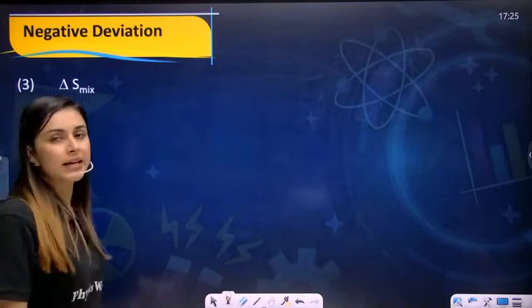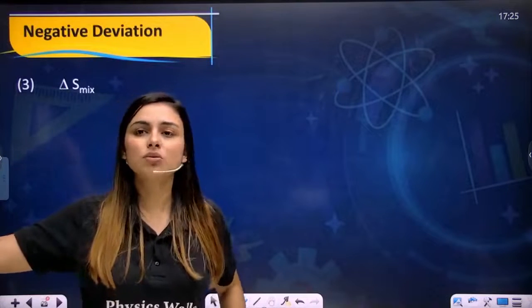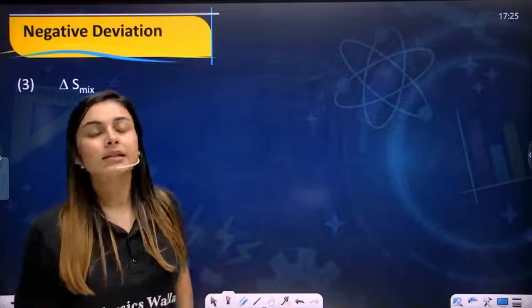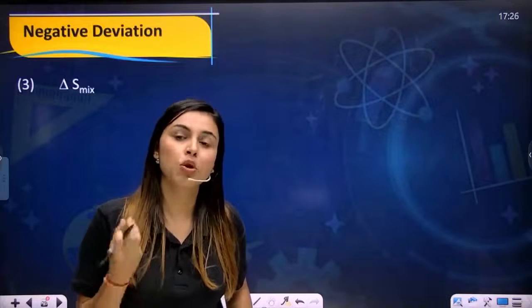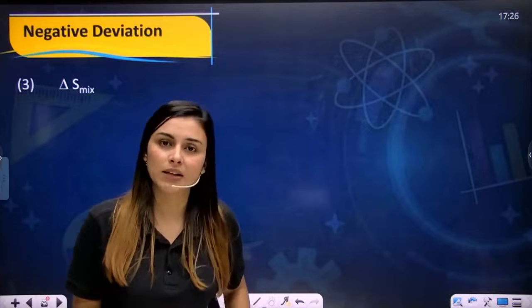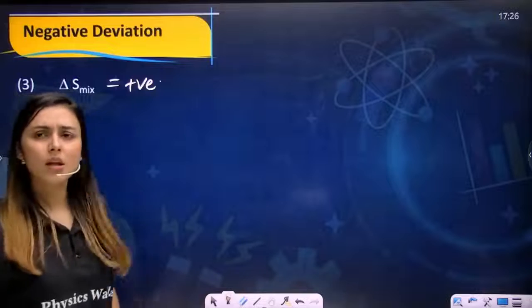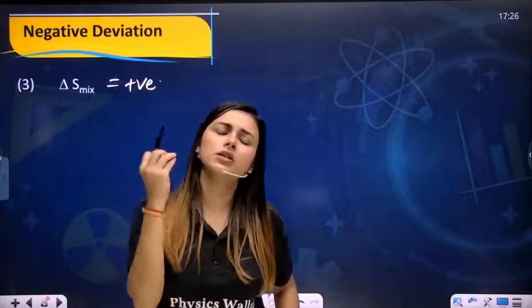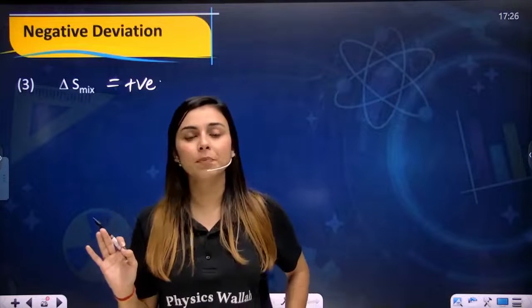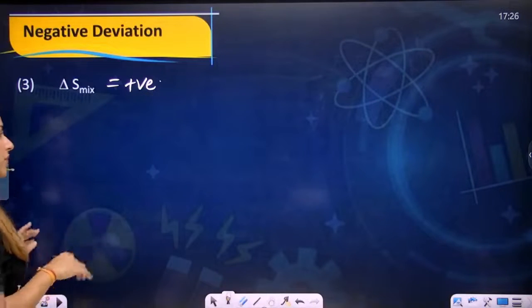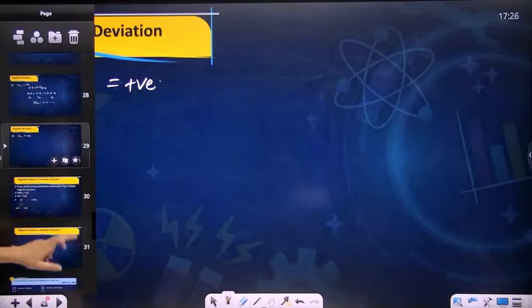If you talk about delta H mixing, delta S mixing, same as the previous two parts, my dear students. Since it is a solution, always a solution will have higher entropy, positive entropy, more of the randomness, right? Yes. So this will be a positive value. Be it ideal solution, non-ideal solution, it will always be a positive value. Okay. Yes, so you can write this here. Perfect. Very good, my dear students. This is how we talk about the negative deviation.